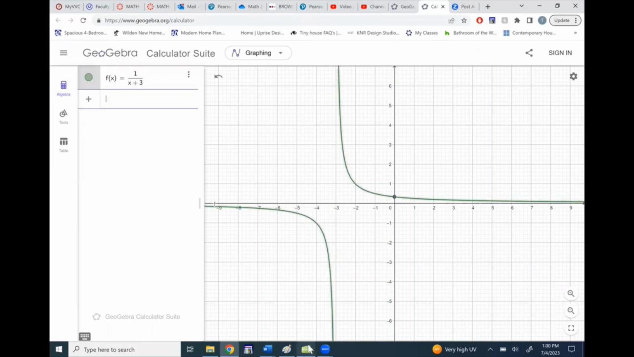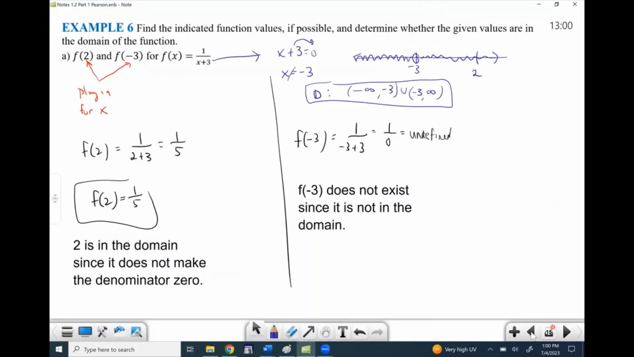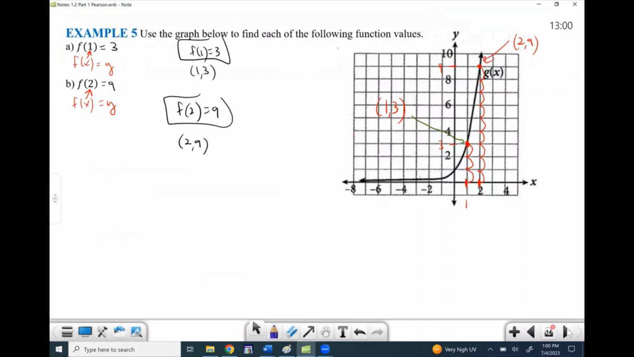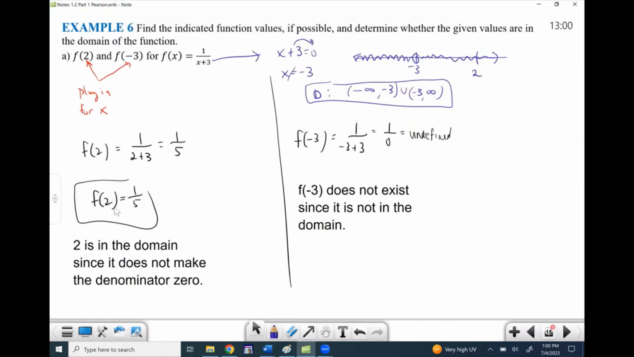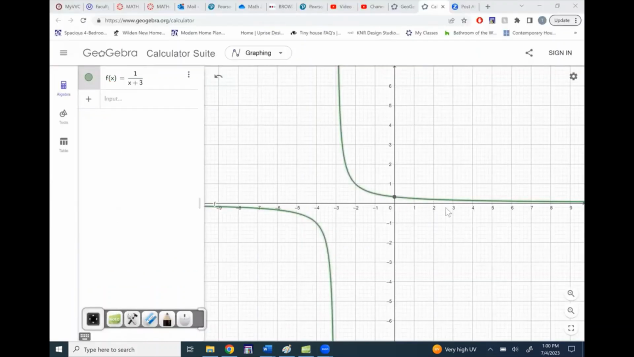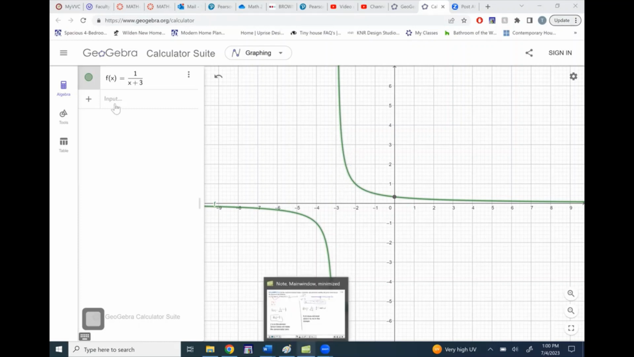So the first one was 1 divided by x plus 3, right? We said 2 was okay. 2 got us 1/5. Well, if you go to where 2 is, it does look like we went up 1/5 or 0.20. But the next one was -3. And if you look at x equals -3, there is a big emptiness in the graph here, right? And so that's why that is not part of the domain and why we get does not exist.